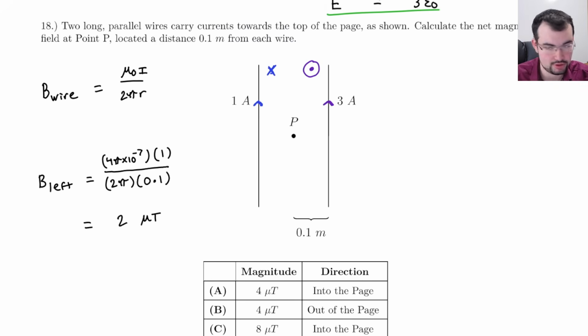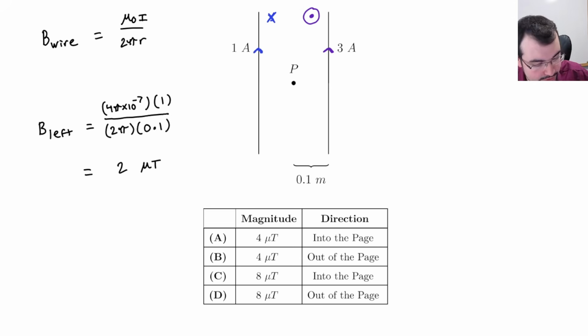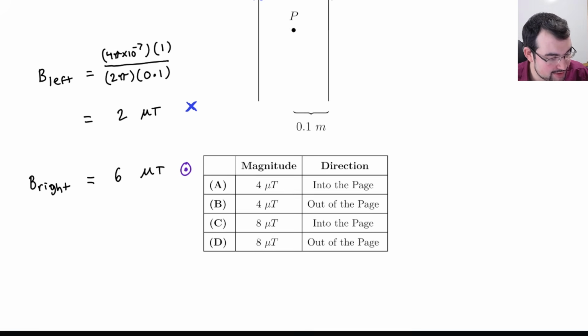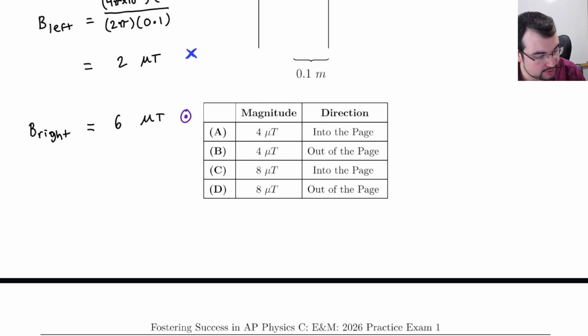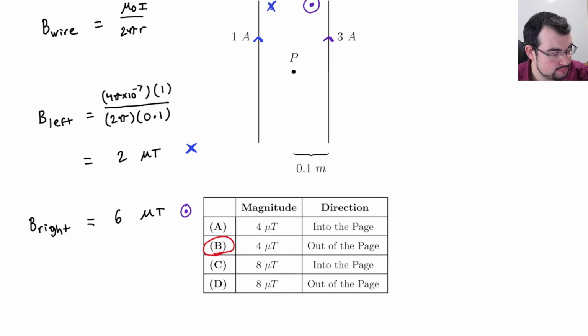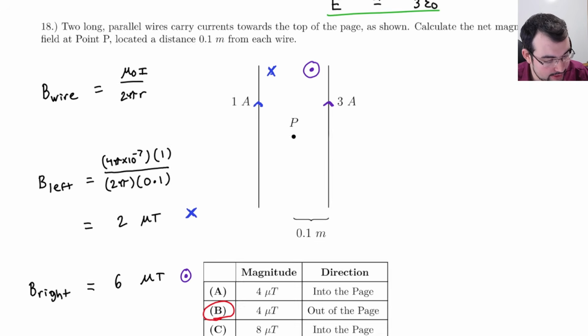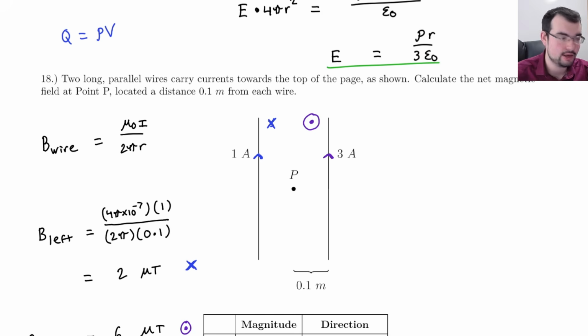And now, based on symmetry, we see that the right wire just has triple the current at the same distance. So B right is just going to be triple that, which is 6 microtesla. And if we actually wanted direction, this is sort of what we get. So we can see that those subtract, they don't add. So we get 4 microtesla out of the page as our answer there, because the fields subtract and the out of the page field is bigger. This would be level 2 because it involves superposition.